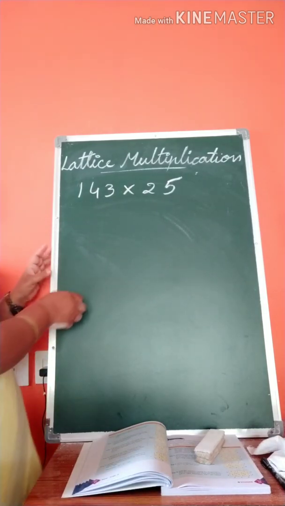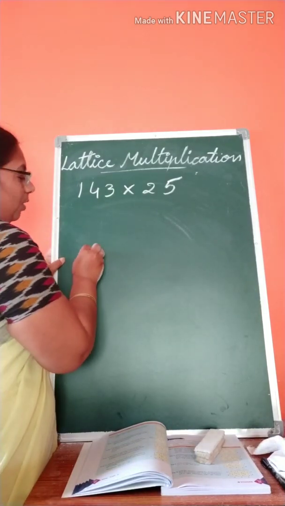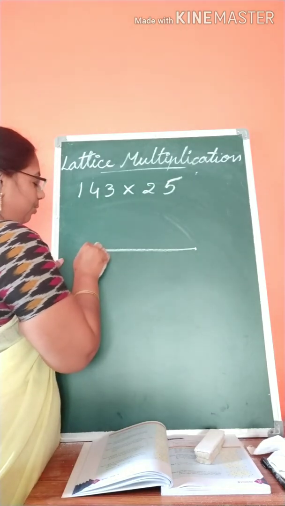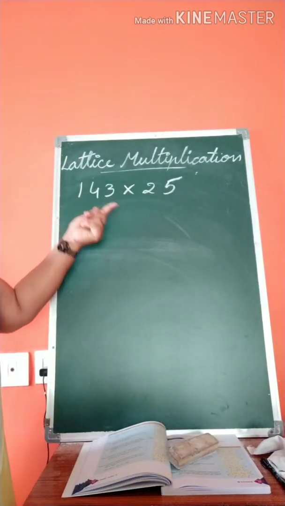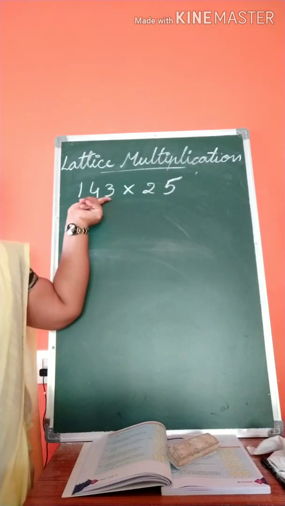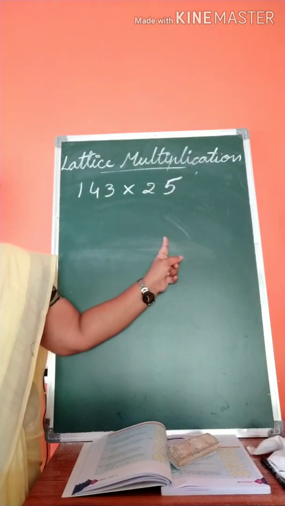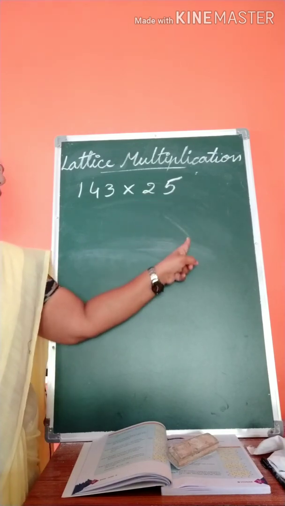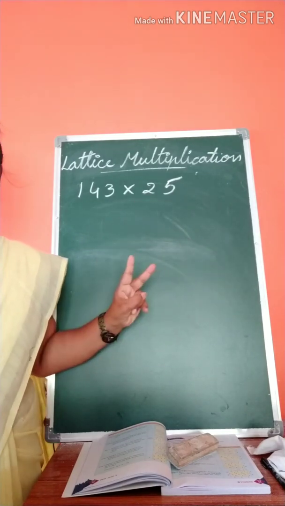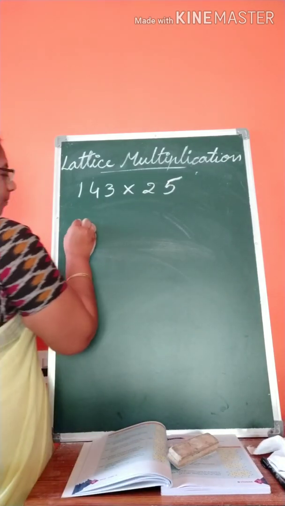Now, what I told, when we are drawing the lattice, what we have to do? We have to draw the lattice in such a way that the first number should be written horizontally. Means here 3 digits are there. So how many boxes should be there? Like this. It should be 3. Here 2 digits are there. So how many boxes should it be? It is 2.